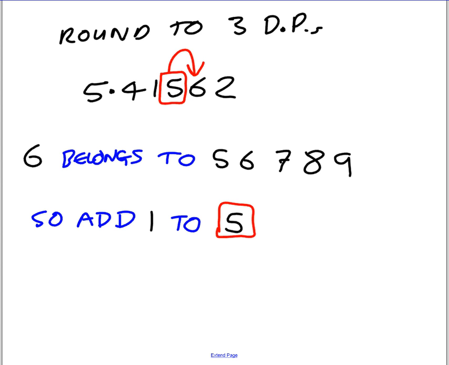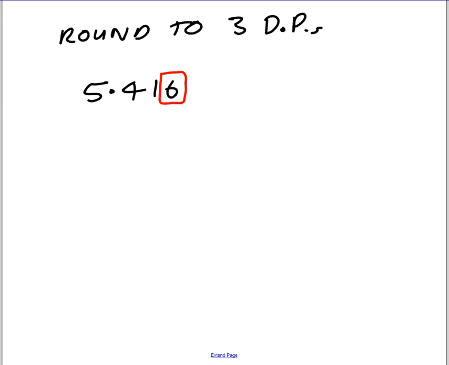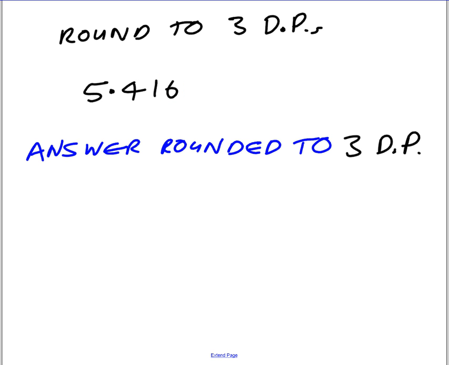So the rules tell you you're going to add 1 to that 5. So that's what I've done there. That 5 goes up to 6, and anything to the right, we just get rid of it, and then we just clean it up. Okay, so that's my answer to 3 decimal places.